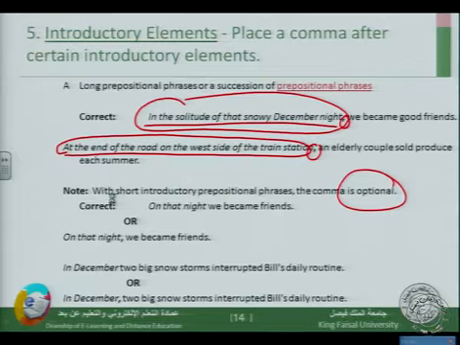For example, on that night we became friends. Notice "on that night" is a prepositional phrase; you can put a comma or you can remove it. Okay, or in December two big snows fell; we can put a comma after "in December" or we may not put it. Why? Because this prepositional phrase is not long. Okay, why do we put a comma? Why must we put a comma after a long prepositional phrase? Because if you don't put a comma after longer prepositional phrases, this may actually mislead the reader.